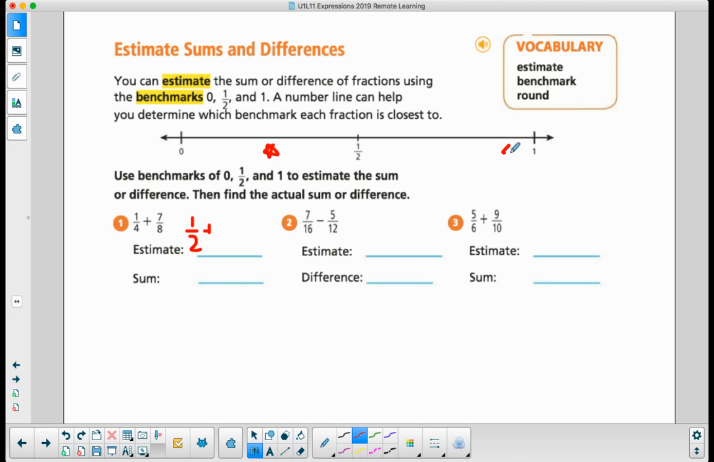7/8. 7/8 is right about here. It's 1/8 from a whole. And half is 4/8. So 4, 5, 6, 7. It's 3/8 from half. It's closer to 1 whole. A half plus 1 is 1.5. And when I actually find my sum, I'm going to remember that, hey, I rounded both of them up, so it's going to be really less than 1.5.